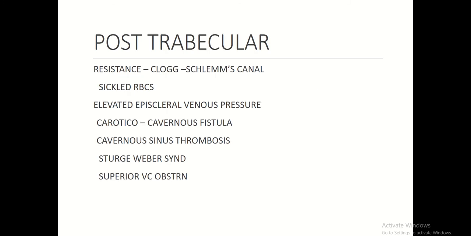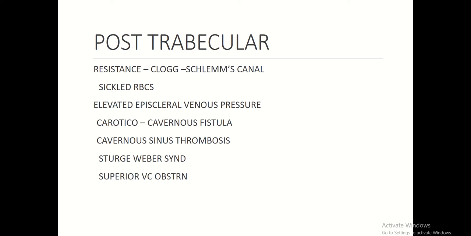So coming to the post-trabecular mechanism. In post-trabecular mechanism there is a resistance, but this resistance is at the level of the Schlemm's canal, beyond your trabecular meshwork. So there can be a clogging of the Schlemm's canal because of sickled RBCs, or it can be secondary to an elevated episcleral venous pressure, as in a carotico-cavernous fistula, cavernous sinus thrombosis, Sturge-Weber syndrome, or superior vena cava obstruction, and also thyrotoxicosis.